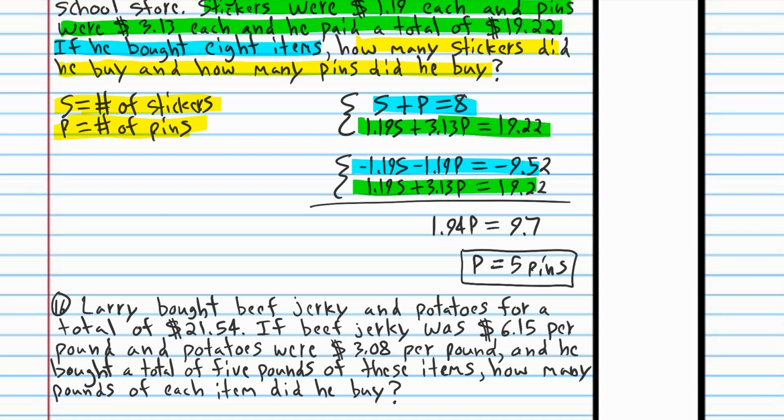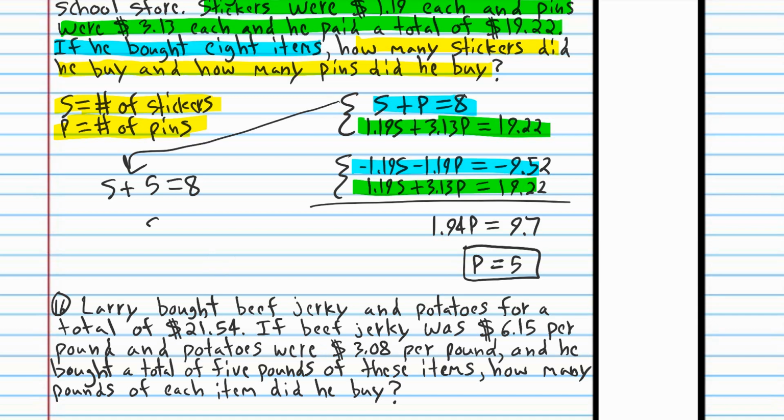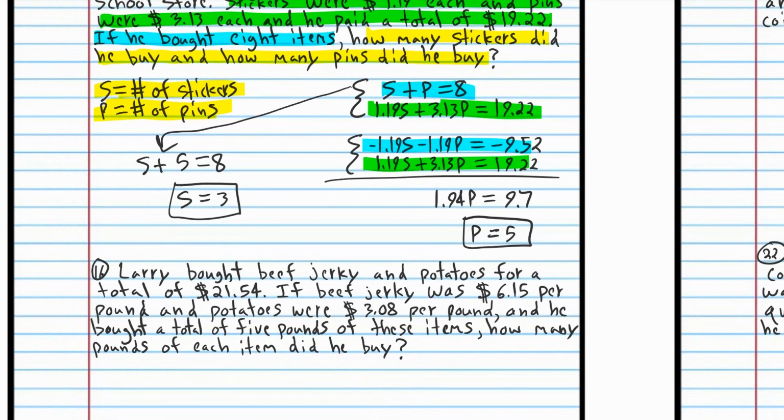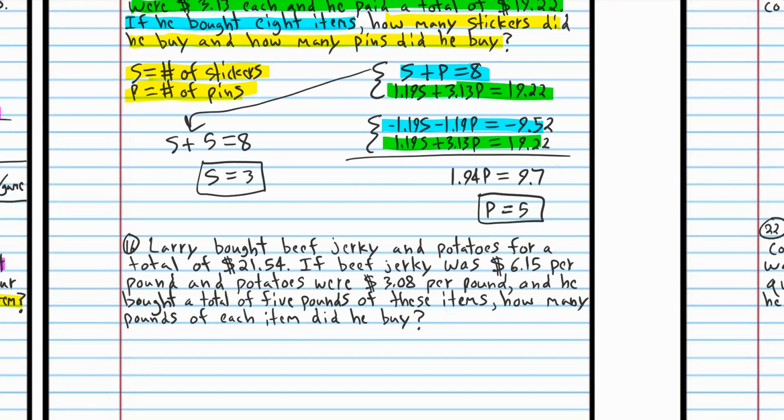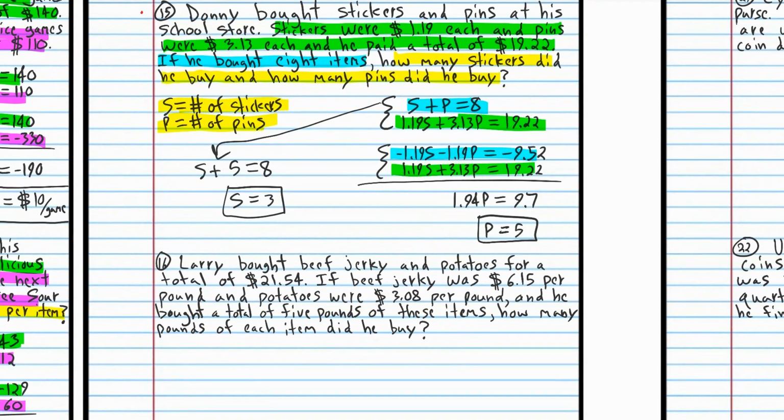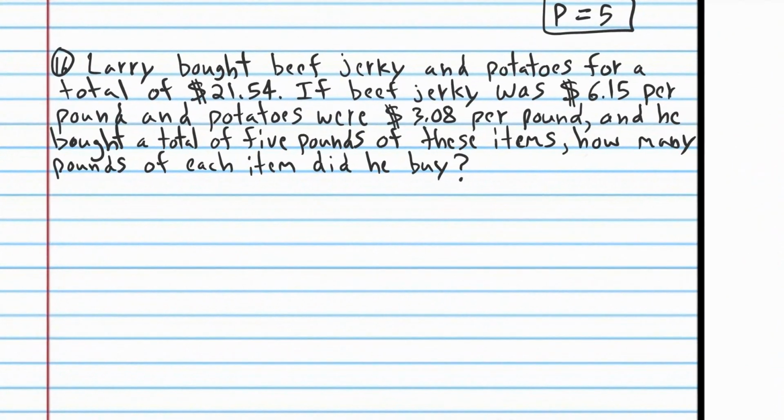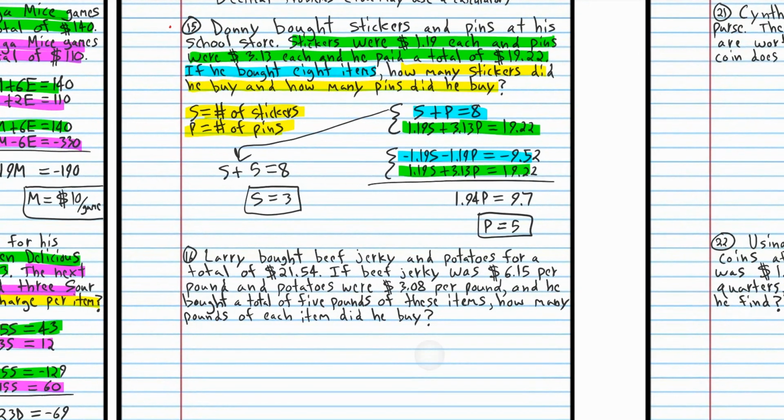I guess we don't really need to write pins because we already know P is equal to the number of pins. Then you can use the blue equation, plug in the number of pins. You can see that he must have bought 3 stickers. So again, that problem is the same thing we've been doing before, except we add decimals. So you can use a calculator on these problems. So now you try number 16, and when you come back, we'll do it together.